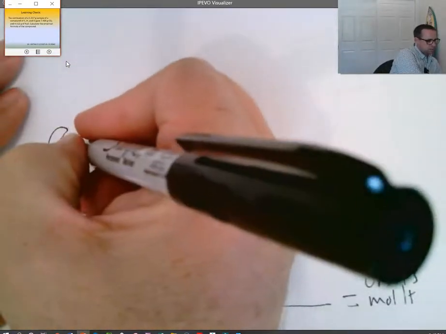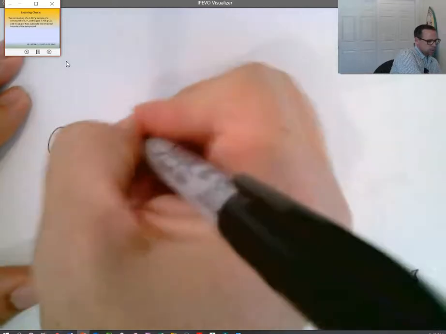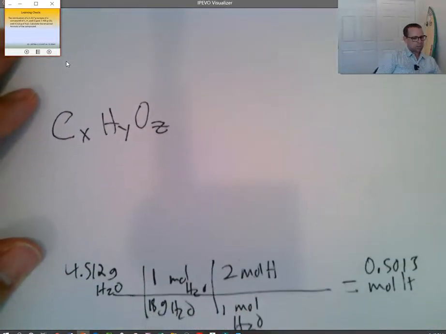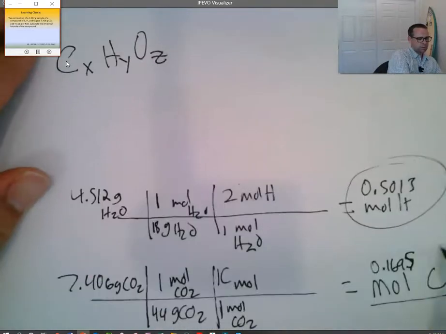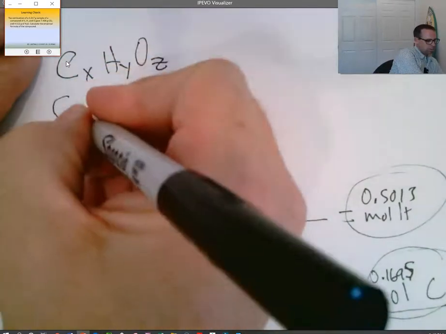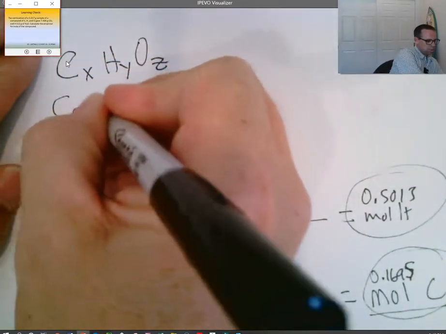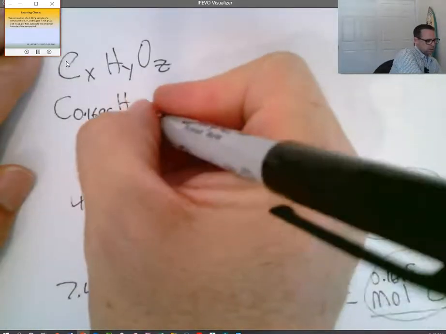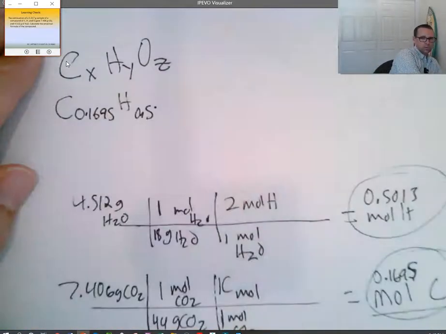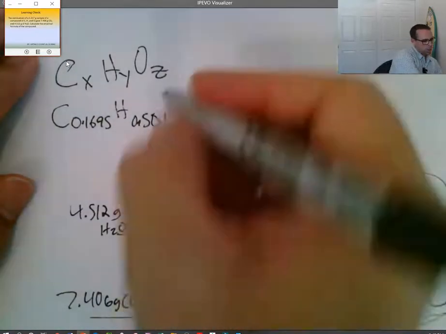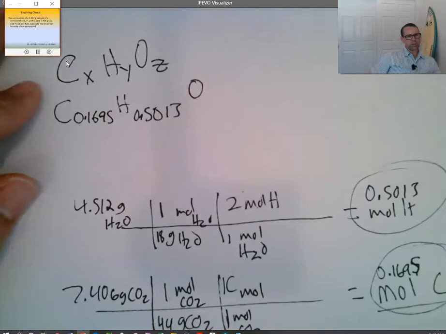So the empirical formula of this compound looks something like this, from what we've learned so far: CxHyOz. It has oxygen in it as well. The moles of hydrogen we solved for, the moles of carbon we solved for. So for C, I'm going to put 0.1695. For hydrogen, 0.5013. Now, where do I get the moles of oxygen?